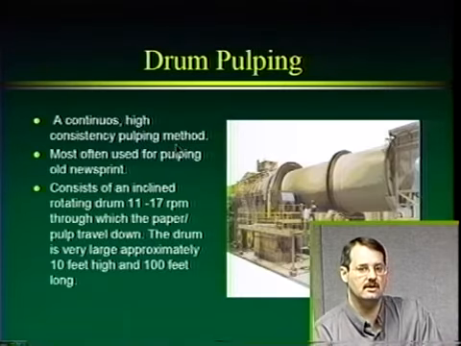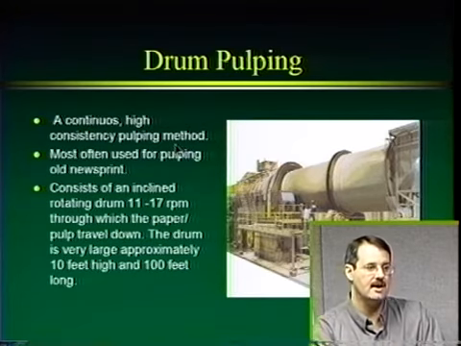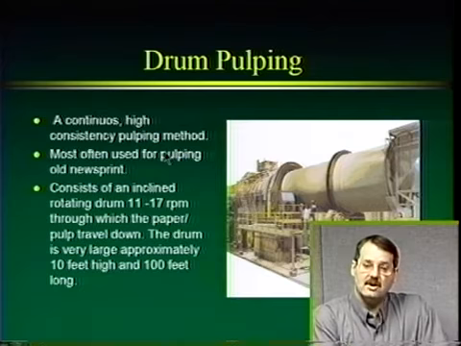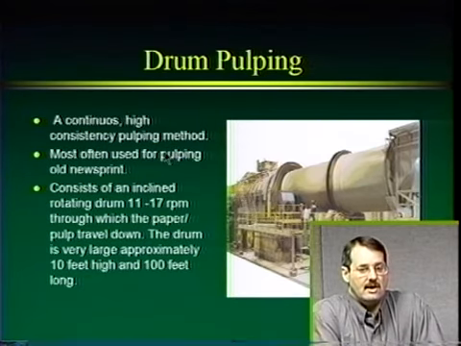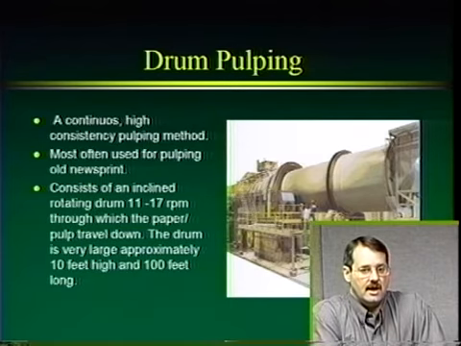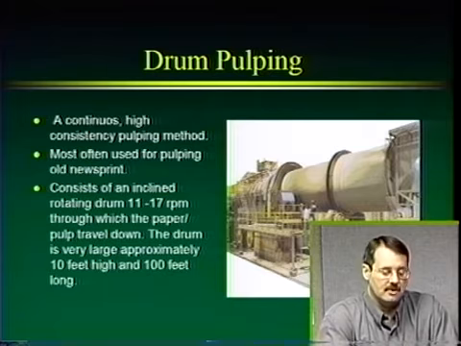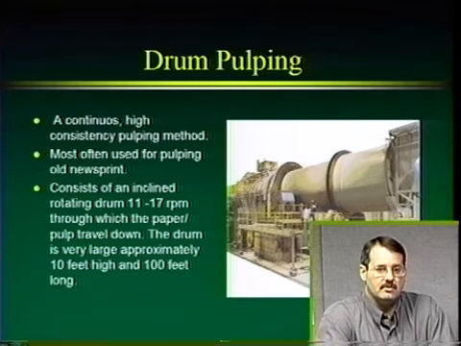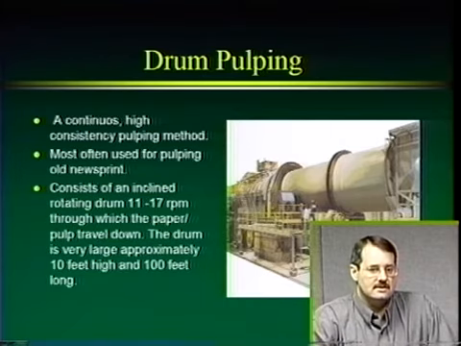So that's another common continuous low consistency pulping process. Now, as always, we've got the exception to our rule. We've got those nice classifications, and now what we're going to do is throw in a different type of pulper. It's a drum pulper, and it's a pretty unique, kind of clever type of pulping process. It's actually a continuous, high consistency pulping method.